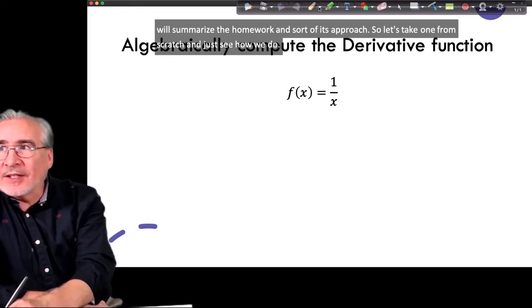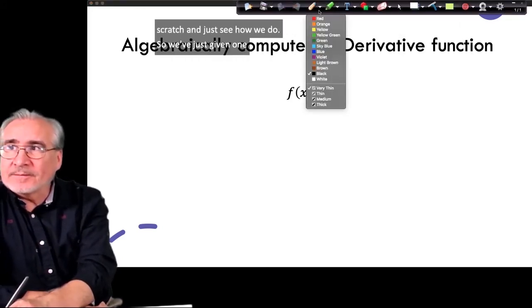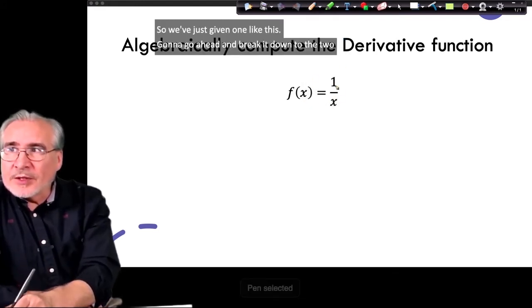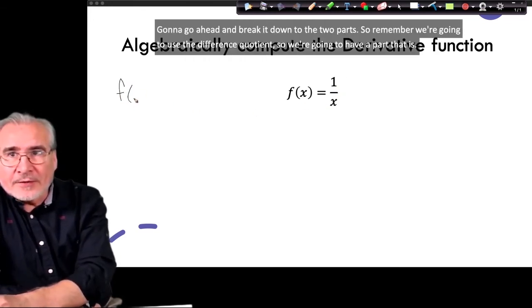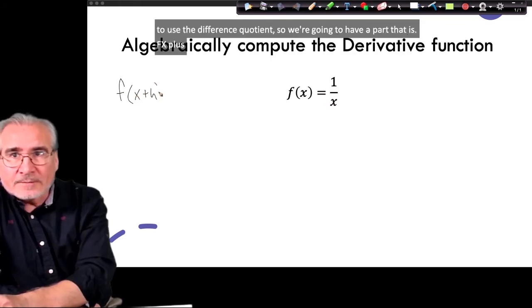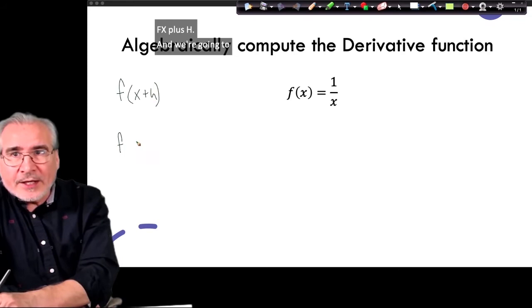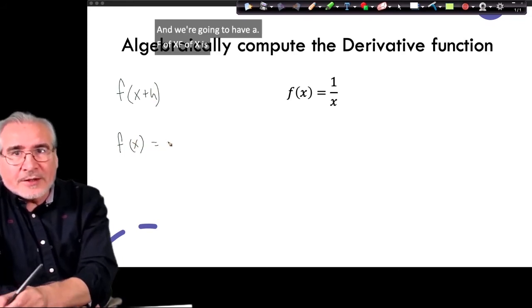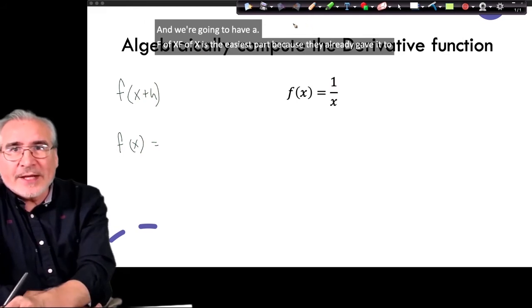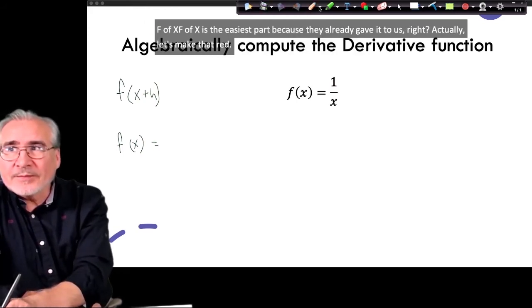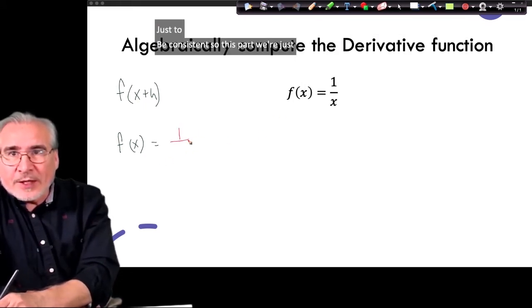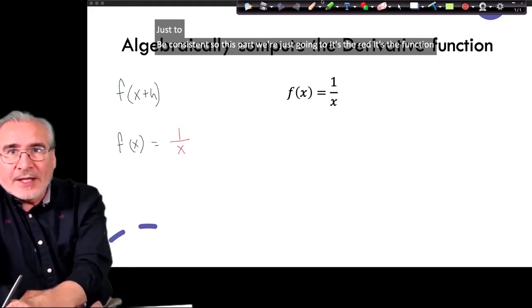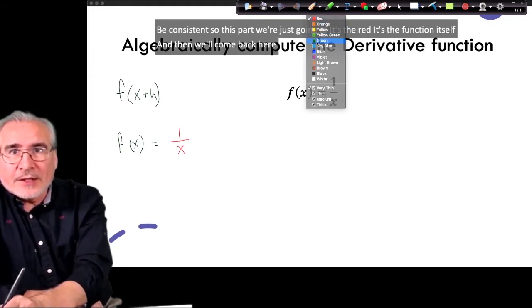Okay, so we're just given one like this. Going to go ahead and break it down to the 2 parts. So remember, we're going to use the difference quotient. So we're going to have a part that is f of x plus h, and we're going to have a f of x. F of x is the easiest part because they already gave it to us, right? Actually, let's make that red just to be consistent. So this part, it's the red. It's the function itself. And then we'll come back here. We'll make the other part green.